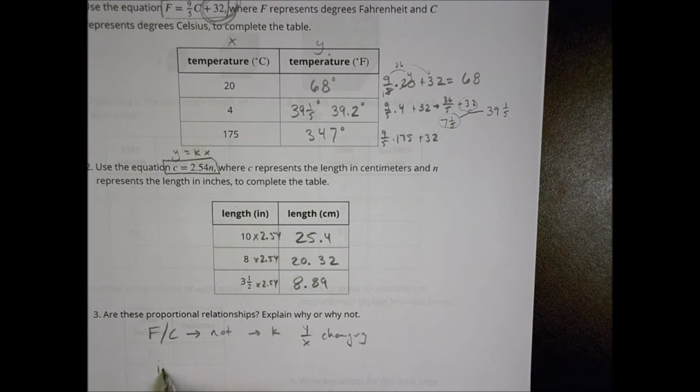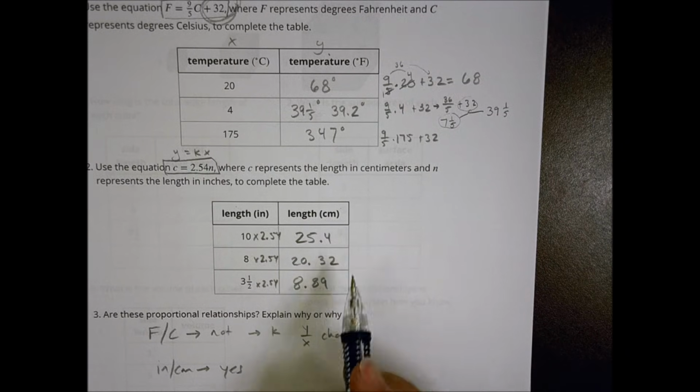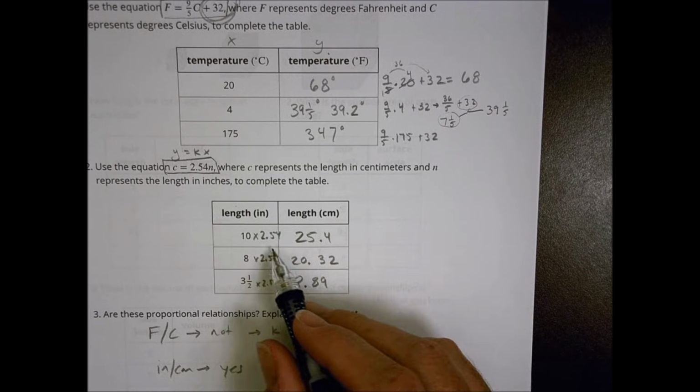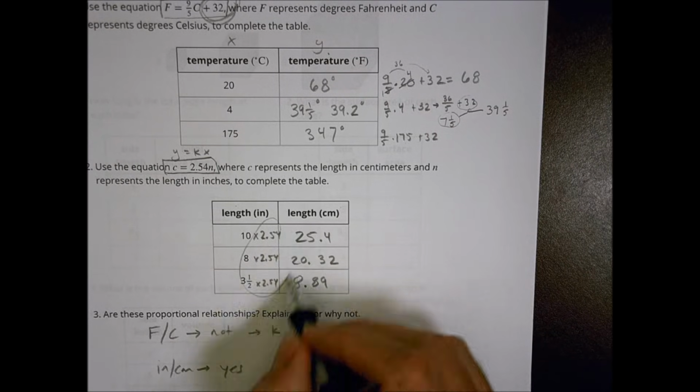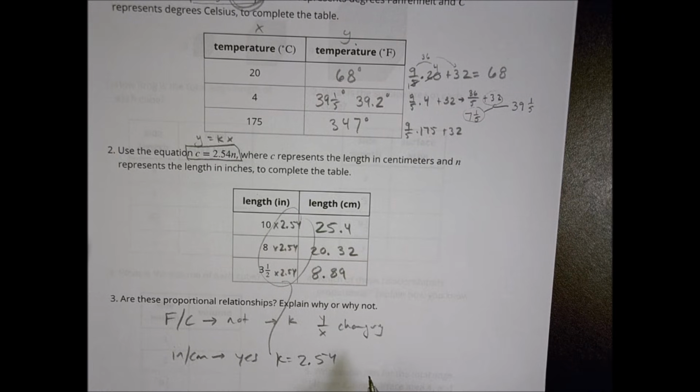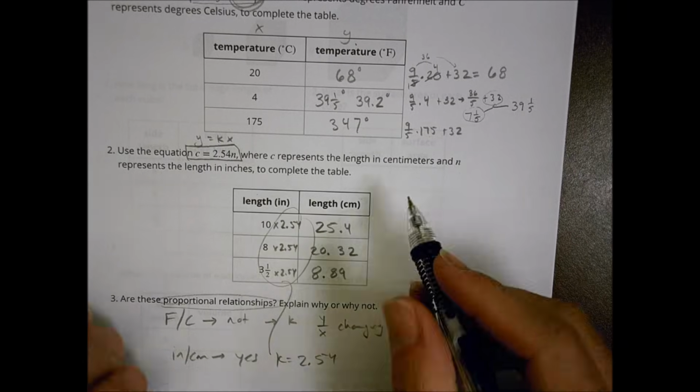But with your inches and centimeters one, we would definitely say yes, because the numbers are changing at a constant rate. If you did 25.4 over 10, you'd end up with 2.54. That's your k value. It has a constant proportionality. If it doesn't have a constant proportionality, it's not going to be a proportional relationship. And this one does. We would say, yep, it is proportional.